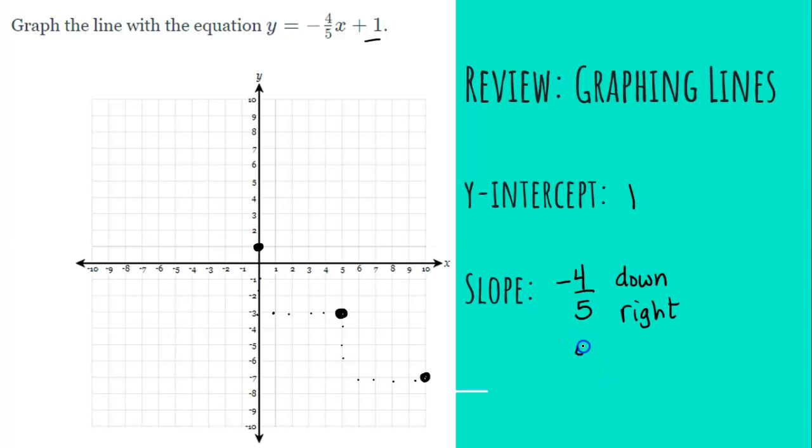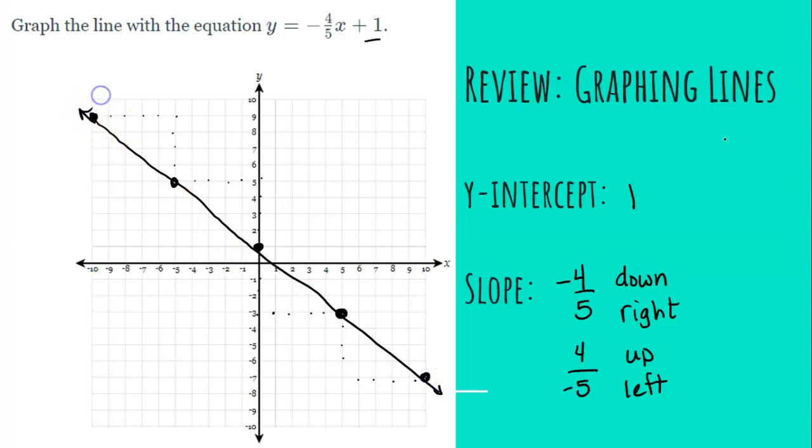If I wanted to switch it around, I could rewrite that as 4/-5, in which case I would go up 4, but to the left 5. So I would go up 4, 1, 2, 3, 4, and to the left 1, 2, 3, 4, 5. And that's created a nice straight line for me to graph.